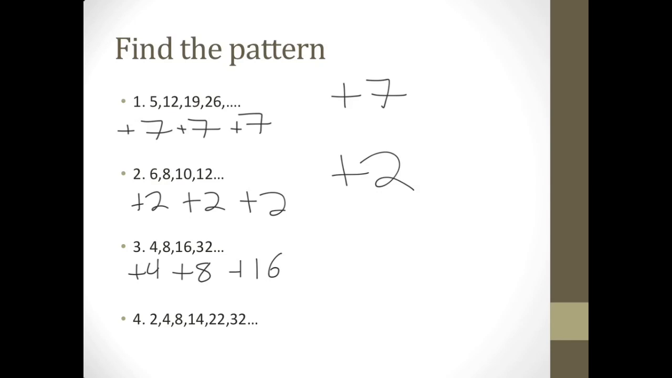And if we look at our terms, from 4 to 8, we multiply by 2, from 8 to 16, we multiply by 2, and from 16 to 32, again, we multiply by 2. So our pattern here is that we are doubling, or multiplying everything by 2.